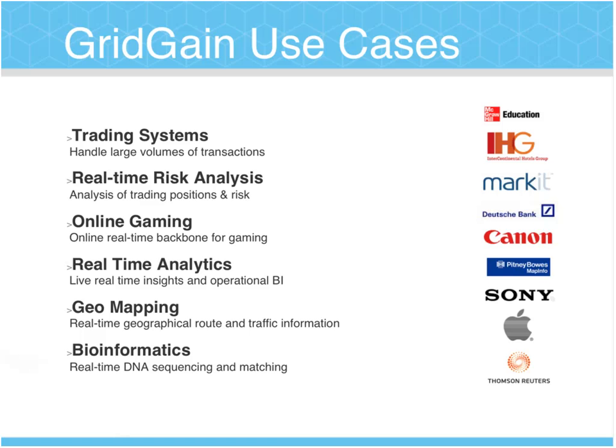GridGain is a perfect example. I think actually Apple is using us for a very similar use case. Geomapping, again, is a canonical use case for systems like GridGain for in-memory processing because geolocation is inherently a real-time concern. You don't stand in a single spot in GPS for more than a few seconds. So, to geo-track and do hyper-local advertisement, you have to process data extremely fast and you have a hardcore SLA. And again, finally, bioinformatics.